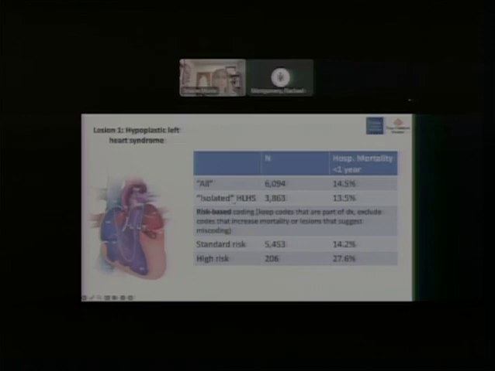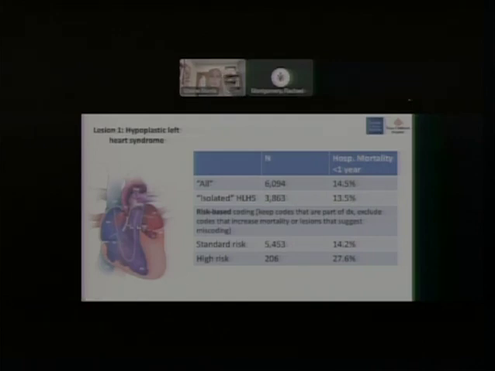If we did isolated HLHS, that means we're going to take out anyone who has another major birth defect code. We're going to cut that number in half. We're only going to go down to 3,800. We're going to lose more than 2,000 cases of HLHS by limiting the codes, but should those really be limited? And the mortality for that is 13.5.